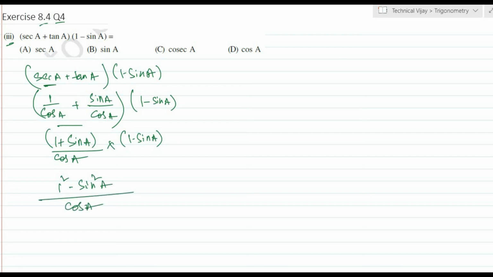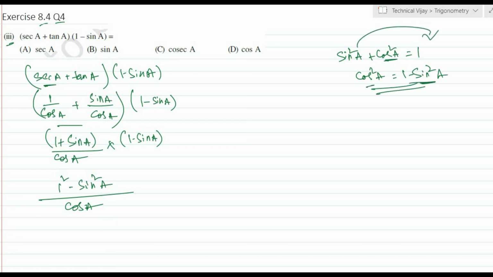We know that sin square A plus cos square A is equal to 1. So cos square A is equal to 1 minus sin square A, we have taken it to the RHS. So here 1 minus sin square A can be written as cos square A, divided by cos A. So one cos A gets cancelled. So the answer will be cos A. So this is the answer.